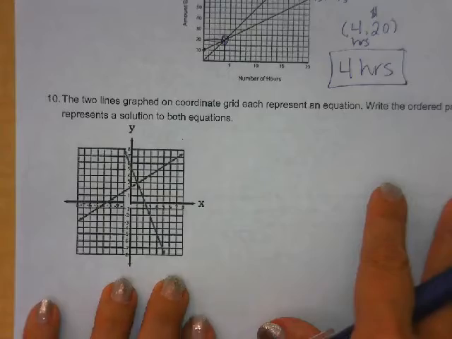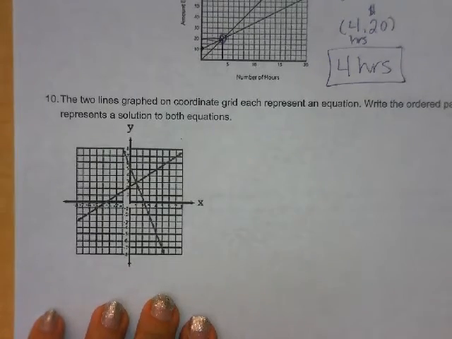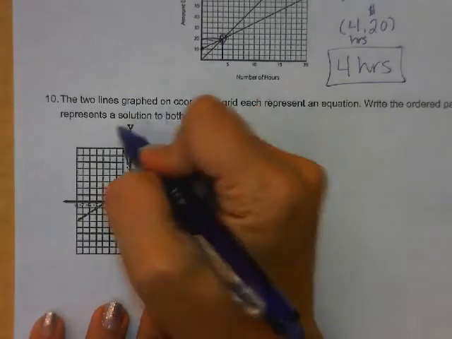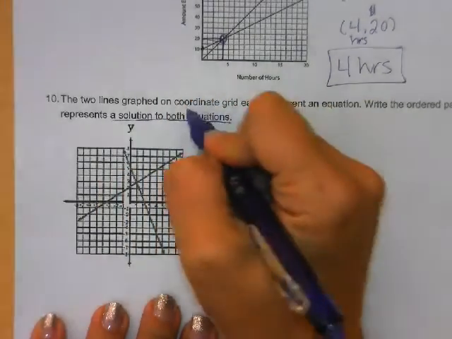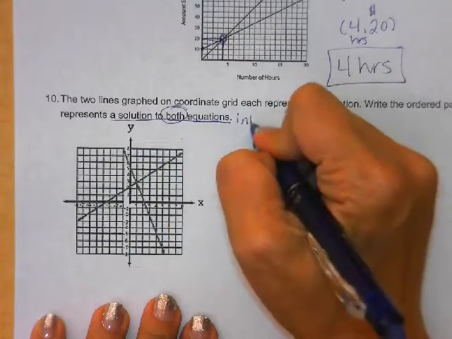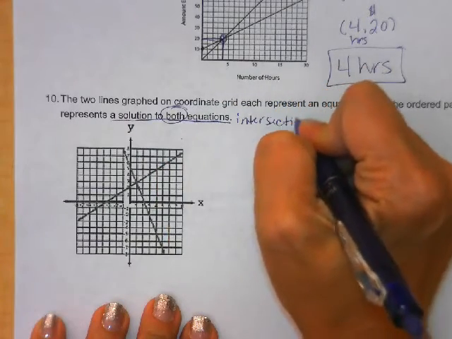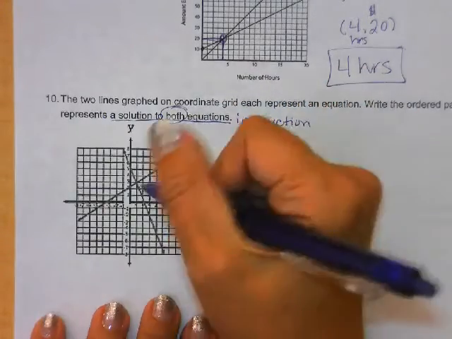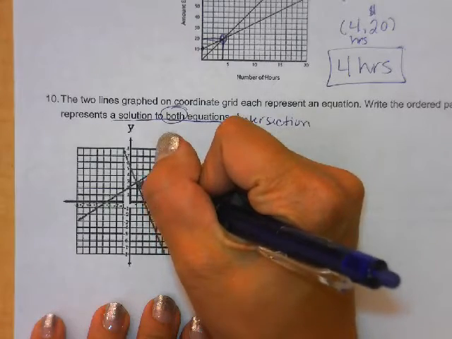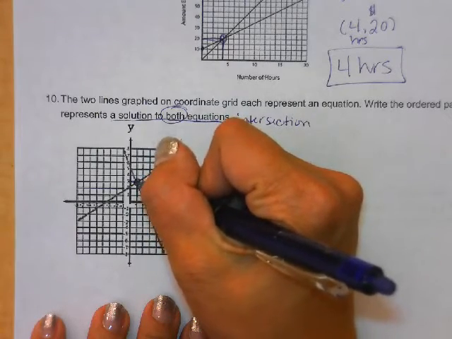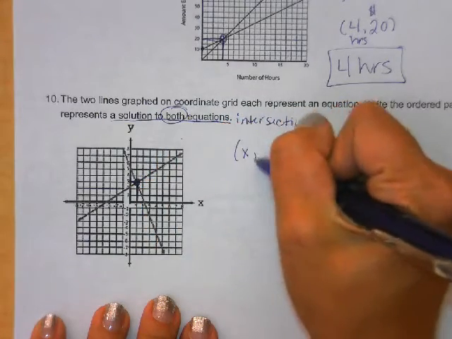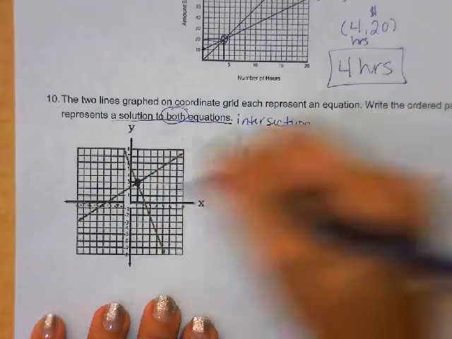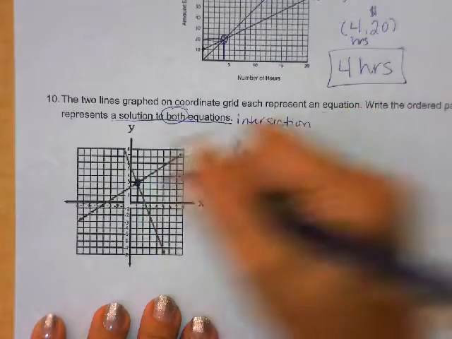Last one, the 2 lines are on the coordinate grid. Write the ordered pair that represents the solution to both equations. Again, we are looking for the intersection. I'm not asking you to write these equations, just what is the intersection, so I can see here's my point of intersection. Remember, it is always x and then y, so my coordinate is (1, 3).